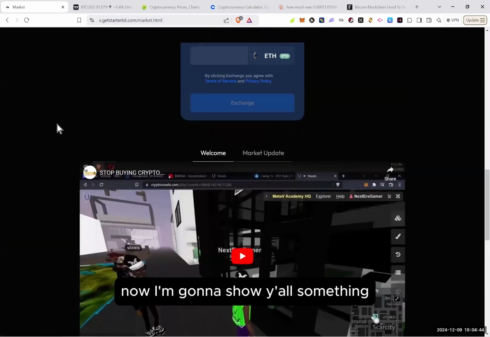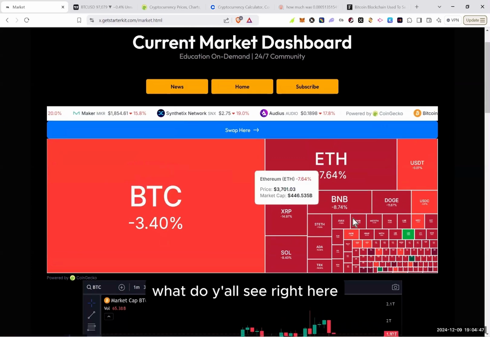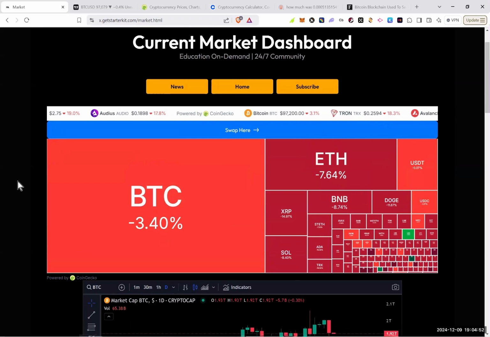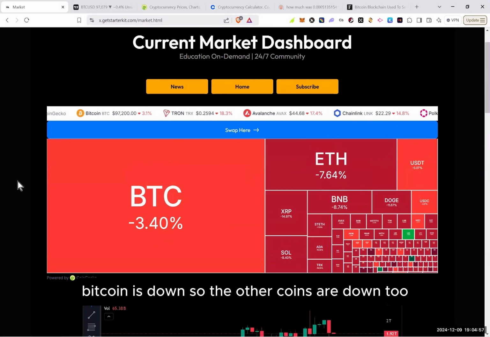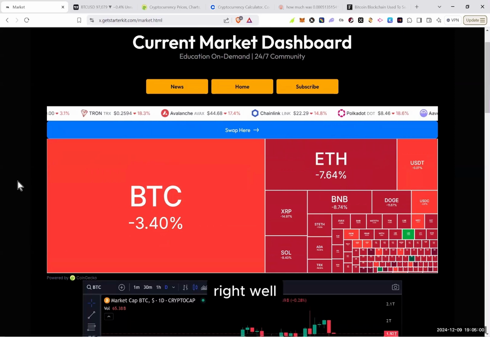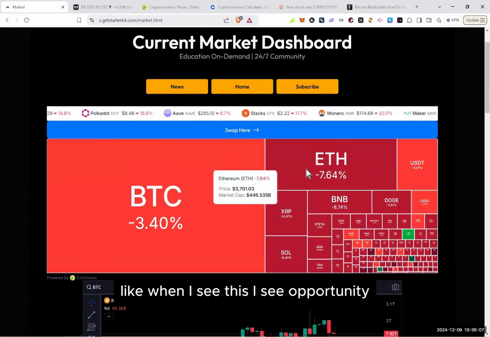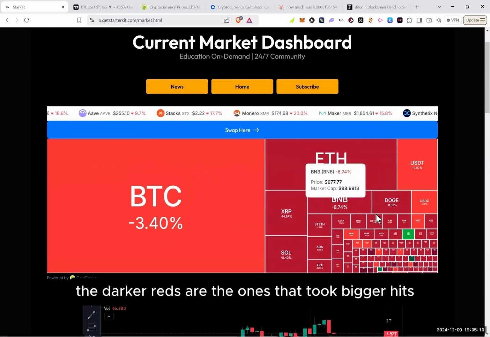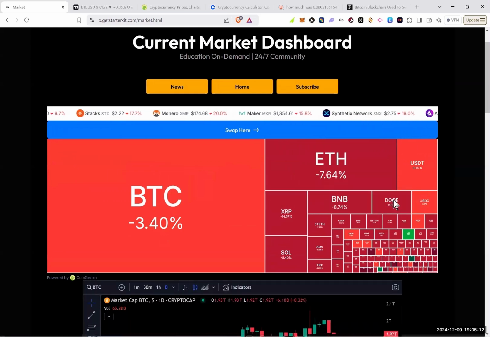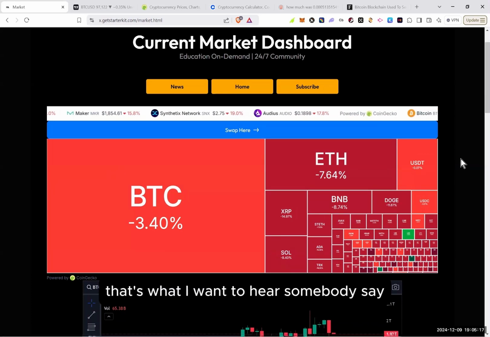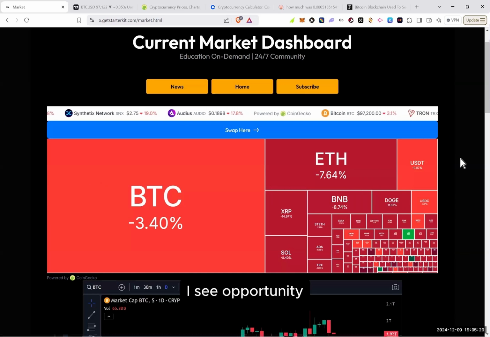Now I'm gonna show y'all something. What do y'all see right here? Is there anything that stands out to y'all when y'all see this? Bitcoin is down, so the other coins are down too. Right. Well, that's part of it, but the overall market, right? Like when I see this, I see opportunity. The darker reds are the ones that took bigger hits. And then clearance sale, huh? They're on clearance sale. Everything is on clearance. That's what I wanted to hear somebody say. Everything is on clearance. I see opportunity, nothing but opportunity.